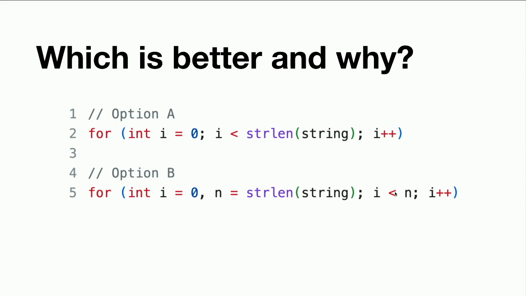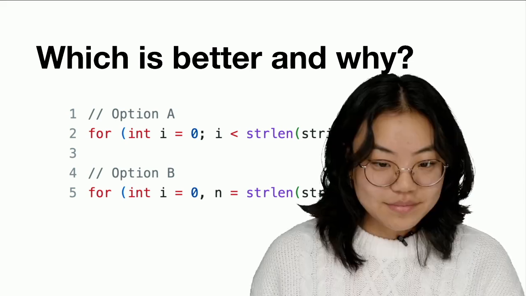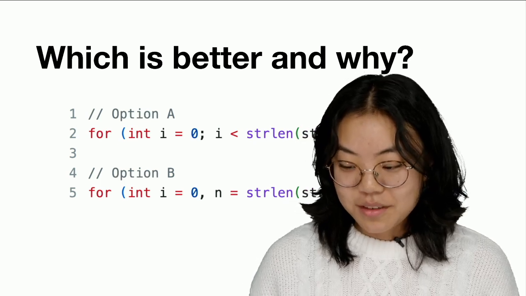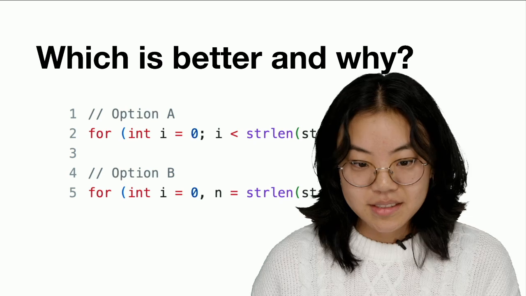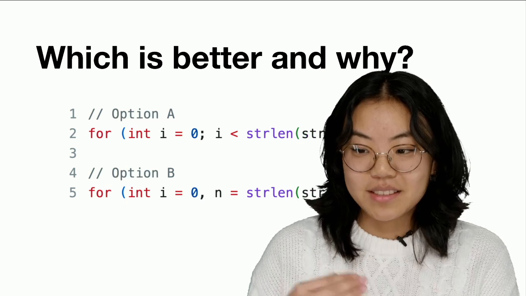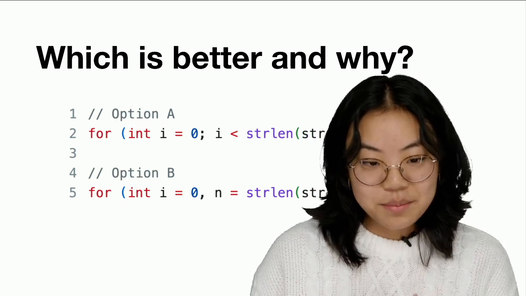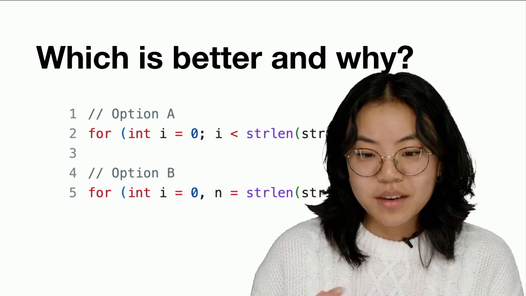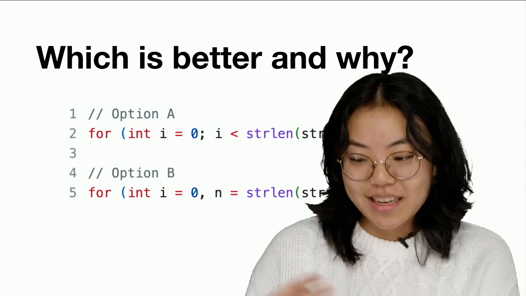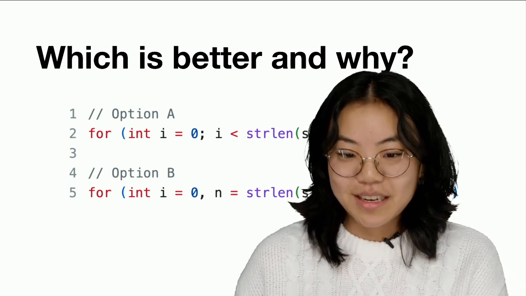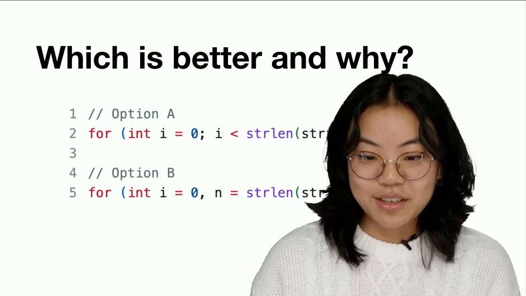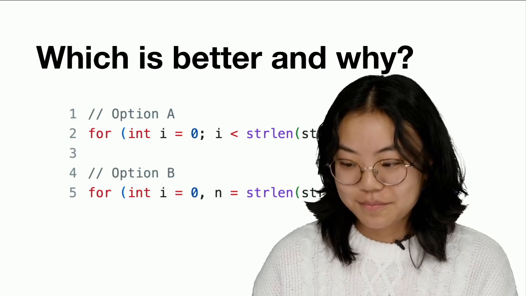less than n. And so we would prefer option B in this scenario because we don't have to perform this string length computation every time we run this loop. If we kept it as option A, we'd be doing a lot of unnecessary computation because we have to get the length. We're asking every single time, how long is the string? When you run this loop, it's not necessarily going to change lengths.